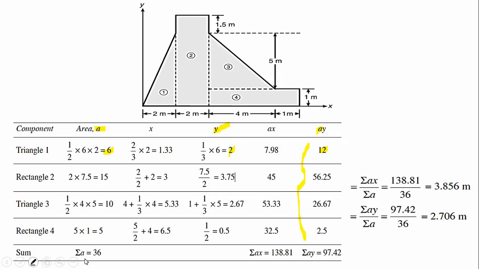Then at the end, you have to do the summation of a, summation of ax, summation of ay. It has to be substituted in the formula. X bar is equal to summation of ax divided by summation of a, and y bar is summation of ay divided by summation of a. Summation of ax is 138, summation of a is 36. You will get the answer as 3.856. Summation of ay is 97.42 divided by summation of a, which is 36. That is 2.706. In this way, we will calculate the centroid of built up sections.